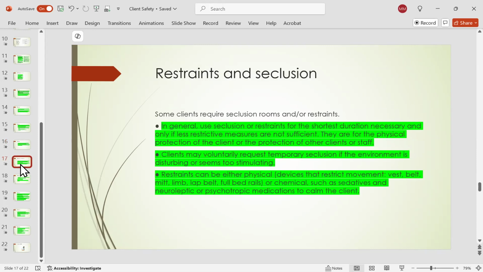All right, on to a fun subject, restraints and seclusion. Sometimes you'll have a client that, for various reasons, usually mental illness, and to protect themselves or other clients or staff, they may require seclusion or restraints. Okay. Generally speaking, this is the last resort. Okay. This is the last resort. In other words, you should have tried every other potential intervention and documented that before you restrain or seclude somebody.